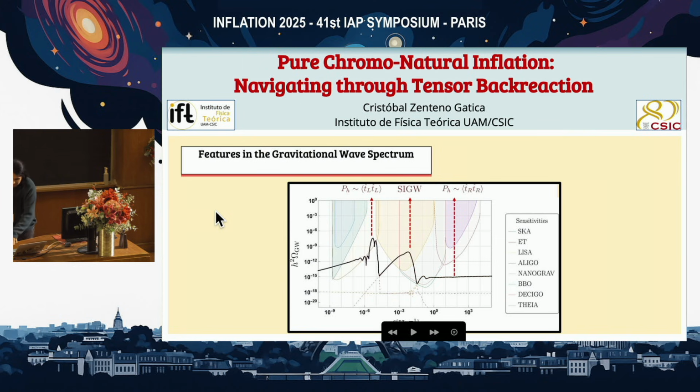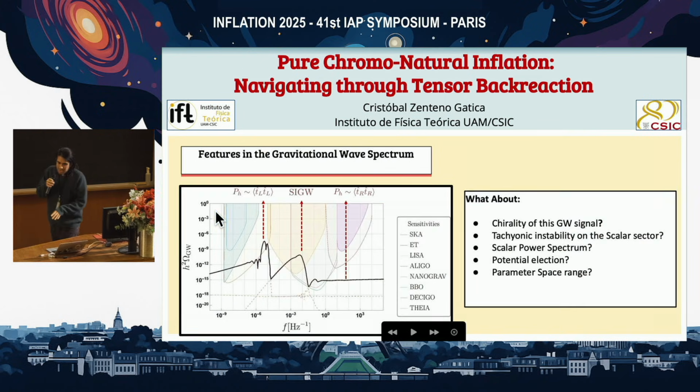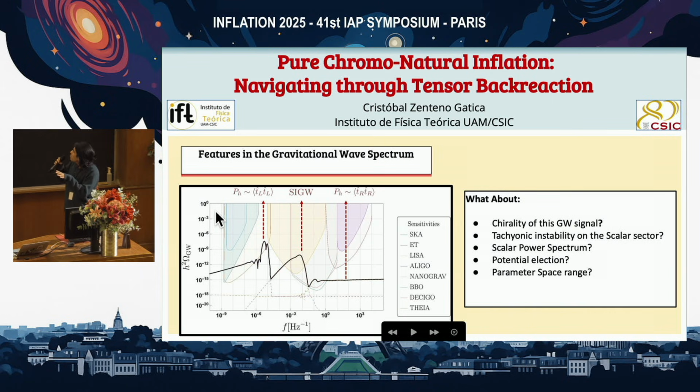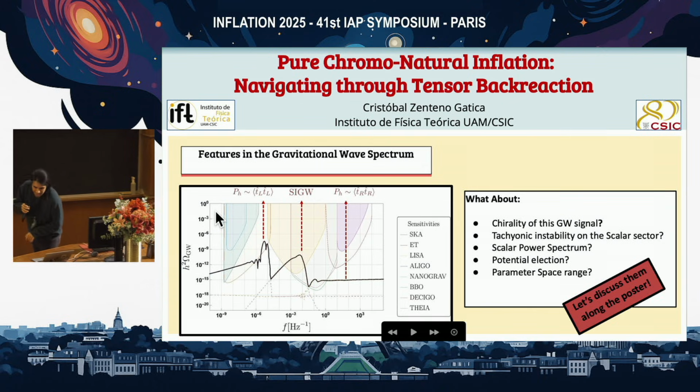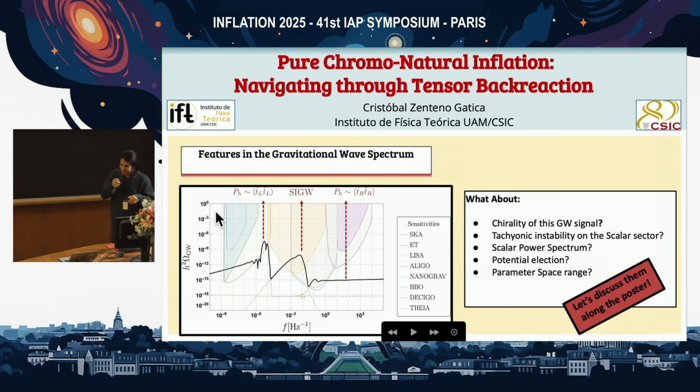So my objective in this talk is just to give you some questions that we can discuss along my poster. For example, what about the chirality of the signal? What about the tachyonic instability on the scalar sector? What is the scalar power spectrum? I have a nice plot in my poster. What is the potential selection? You can see in the title, we say pure chromonatural. Where does the pure come from? And what is the parameter space regime? We can talk about it along my poster. Thank you very much.